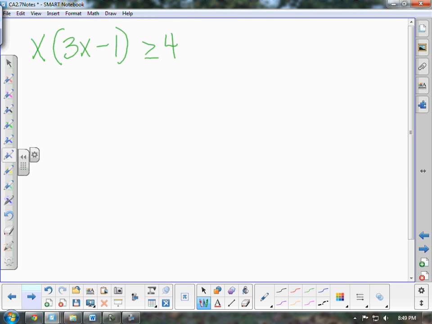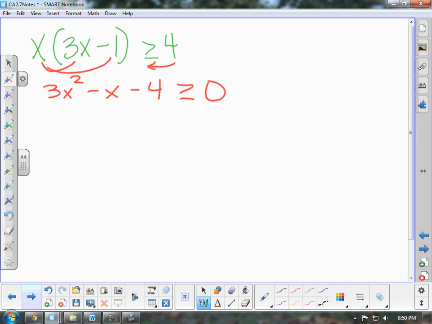Looking at another example, same thing, except here it's greater than or equal to 4. The first thing we should do is distribute that to get 3x squared minus x, and bring that over, subtract 4, is greater than or equal to 0. And then we have to try to factor it.